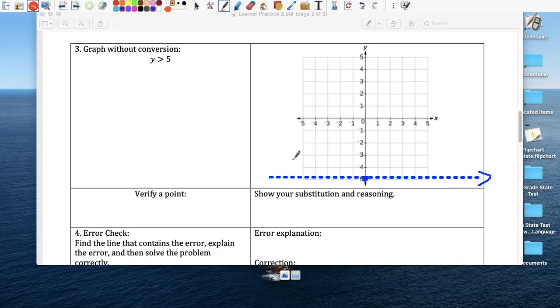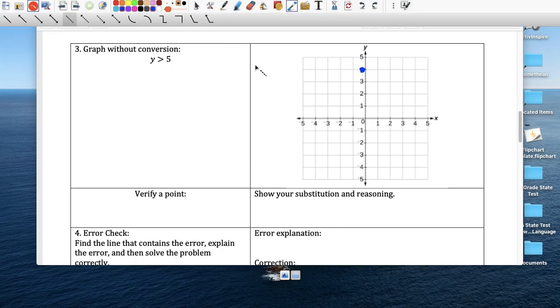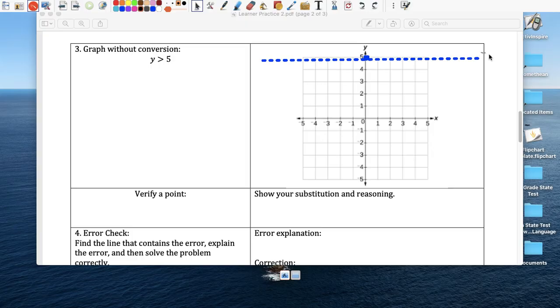And we want the area where the y value is greater than 5. Oops, I did this whole thing incorrectly. First of all, it's not negative 5, it's 5, so 5 is right here. It is a dashed line, and there we go. So we want the region where the y value is going to be greater than 5.